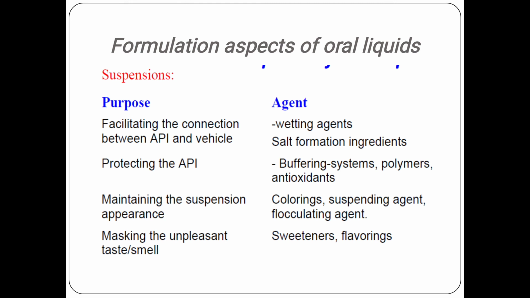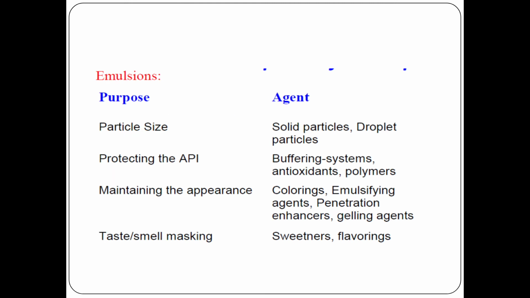For the suspension purpose, we are using wetting agents for facilitating the connection between the API and vehicles. Some buffering agents that we have added for protecting the APIs. Some polymers are there, some antioxidants we are using. We have added some coloring agents, some suspending agents, some flocculating agents to maintain the suspension's appearance. Some sweeteners that we have added, for masking the unpleasant taste and smells.